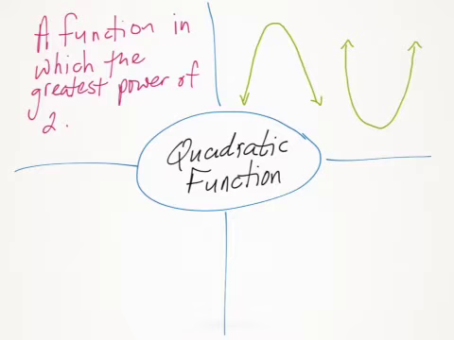Notice for both of these, though, it doesn't create a V. There's no sharp edge. This slides around. It's more of a U shape as opposed to a V shape. There should be no angle at the end.